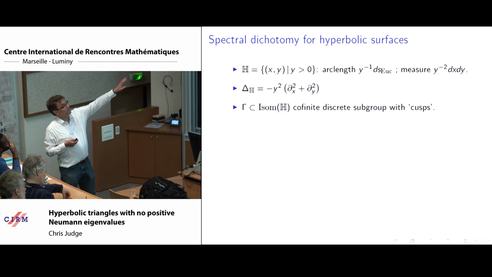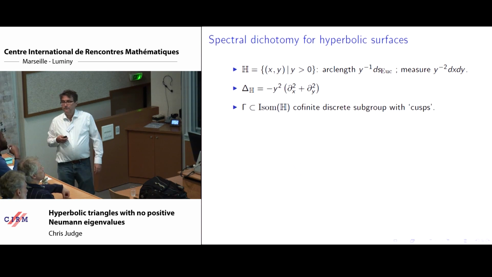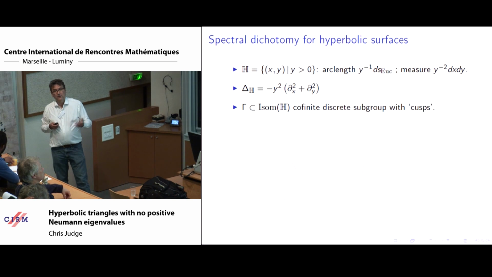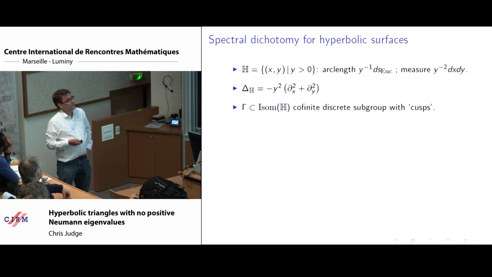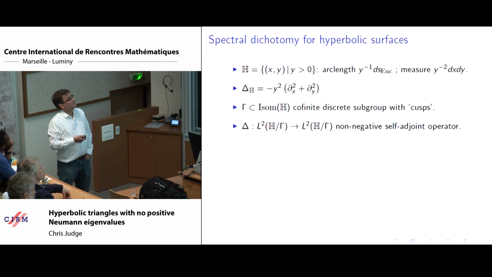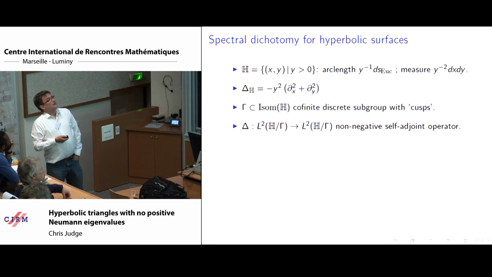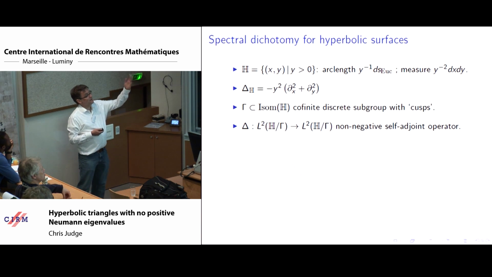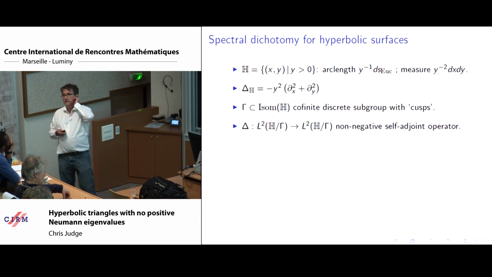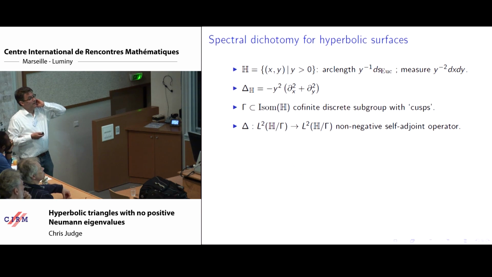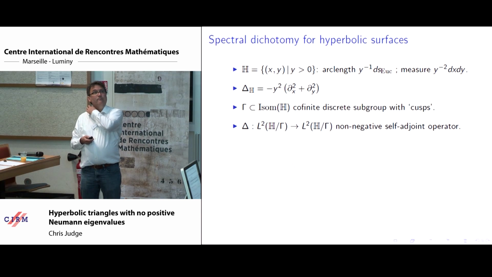So when I act by my group gamma on this upper half plane, I'll get a surface with a hyperbolic metric with finitely many punctures, but it'll be complete, and the completeness tells me I have cusps. And this operator, since it commutes with pullbacks, descends to an operator on H mod gamma. You can think of this as the non-Euclidean analog of a torus, H mod gamma. So you get a periodic operator on the upper half plane, where gamma is the periods.